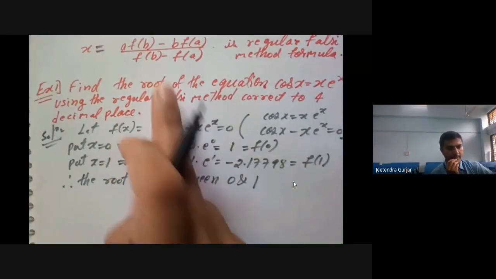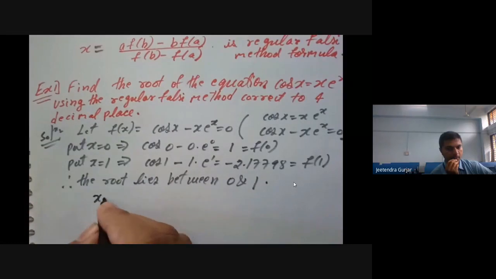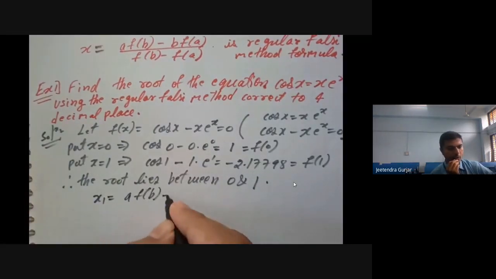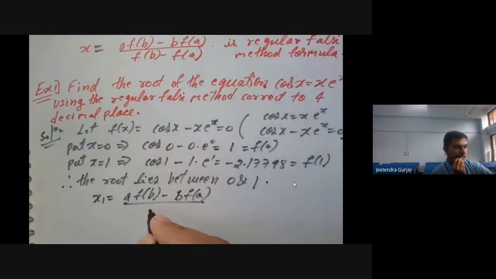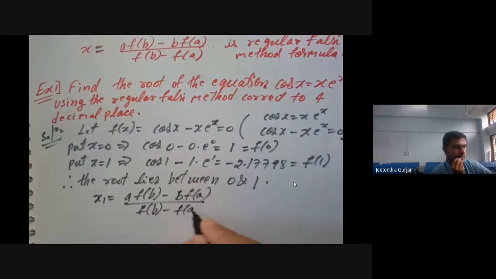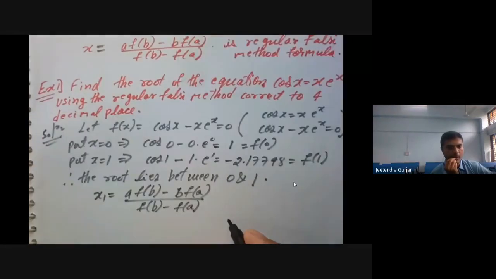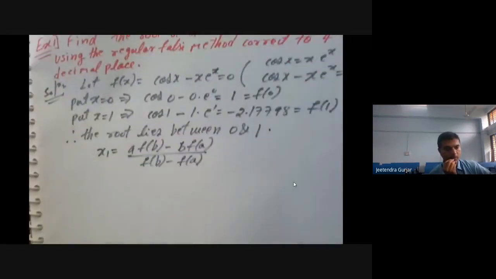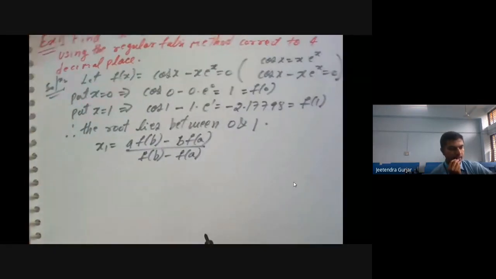Then using the regula falsi method formula, we write the first approximation x1 equals a into f of b minus b into f of a, divided by f of b minus f of a. Very, very important formula, students. You have to keep on repeating this formula for the regula falsi method. So by using the formula, we get the first approximation x1.